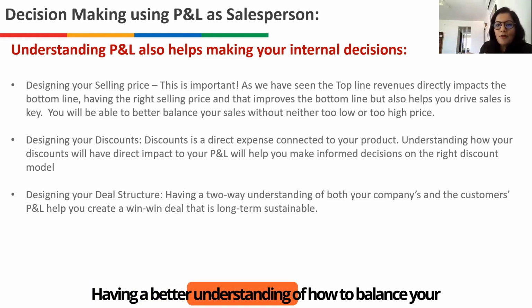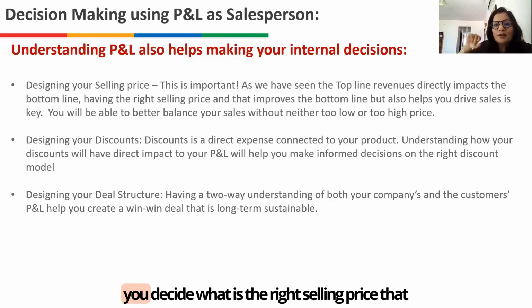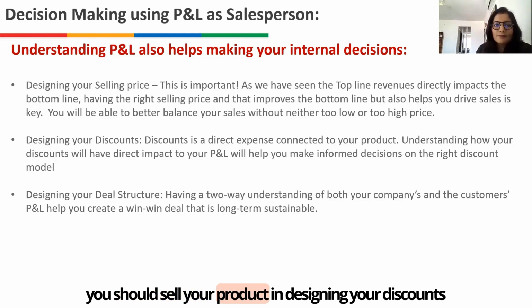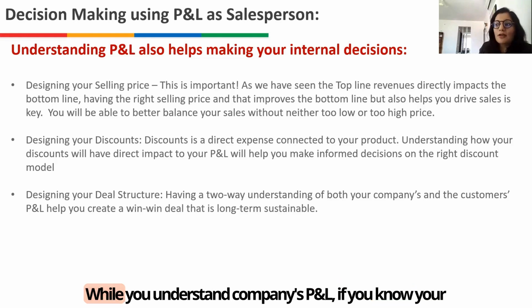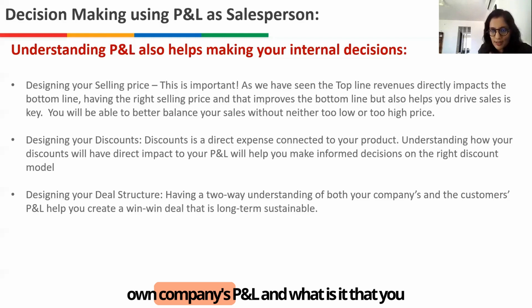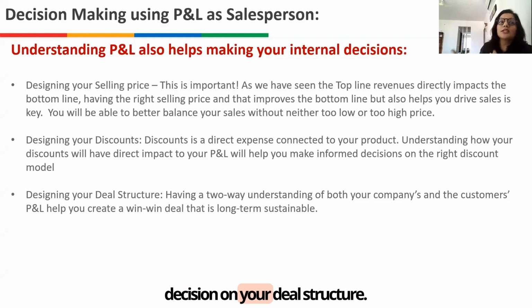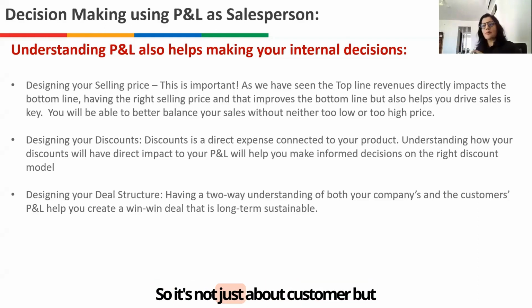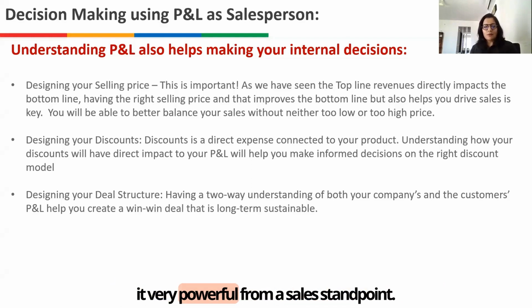Having a better understanding of how to balance your top line and your bottom line growth will help you decide the right selling price at which you should sell your product, designing your discounts, and then coming back to the deal structure. If you know your own company's P&L and what it is that you are trying to drive as an agenda, you can actually make informed decisions on your deal structure. So it's not just about the customer, but yes, understanding of customer P&L makes it very powerful from a sales standpoint.